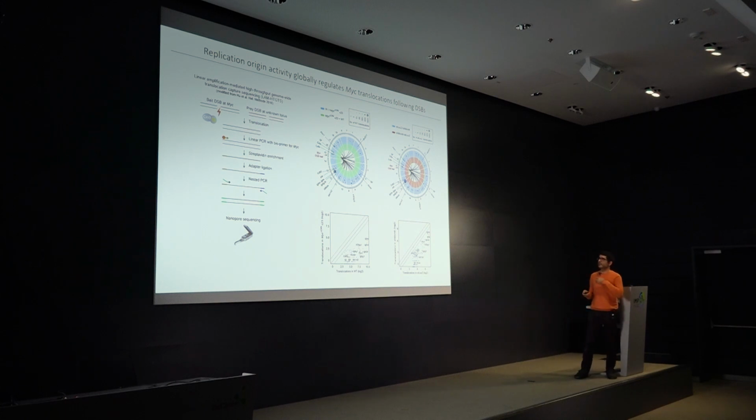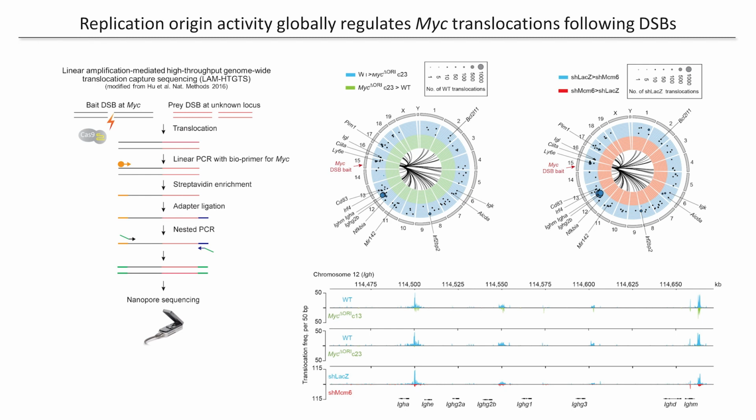And so this told us that the defect we were seeing was not just for MYC-IGH translocations, but rather for all MYC translocations. And as an example of what the actual data looks like, here's the immunoglobulin heavy chain locus. And you can see in blue are all the controls, the wild types, and in this case, the control LacZ, which is the hairpin that we use to control for MCM6 depletion. And you can see if you compare the blue with the green, or here in this case the blue with the red, that there's a strong downregulation of translocations in all cases.